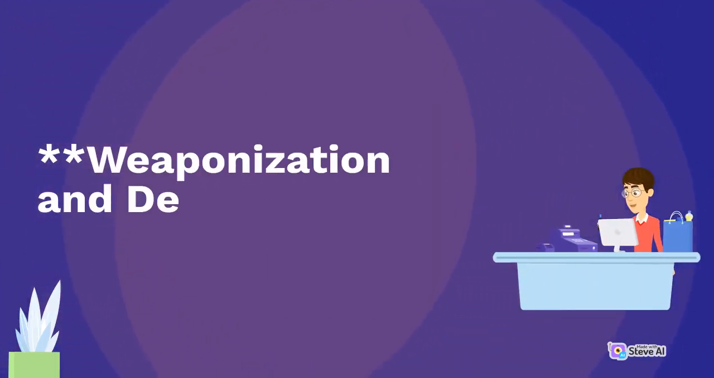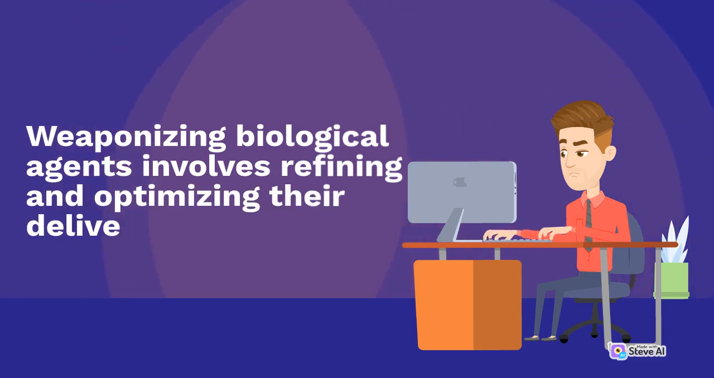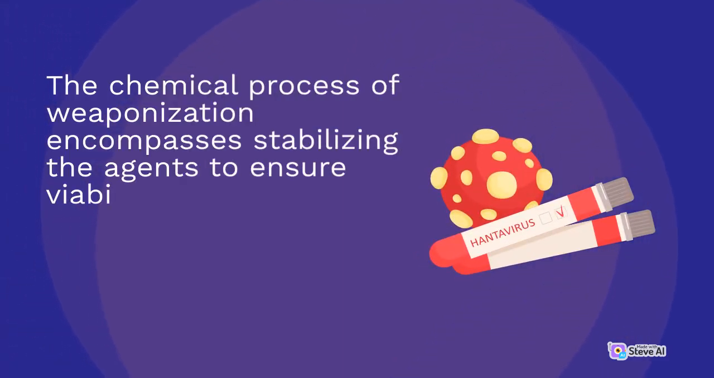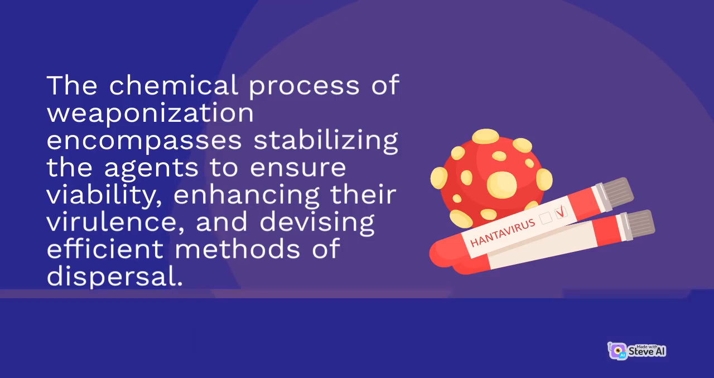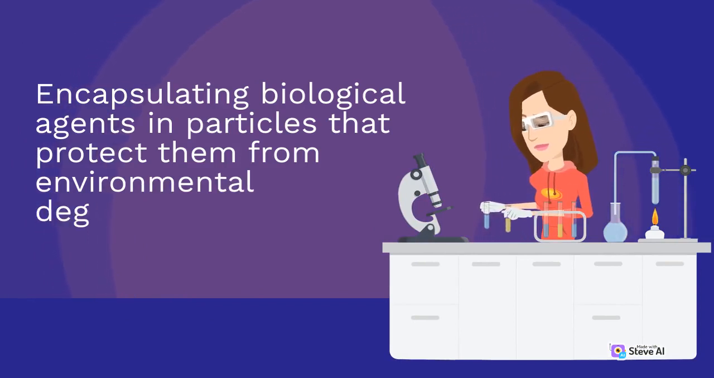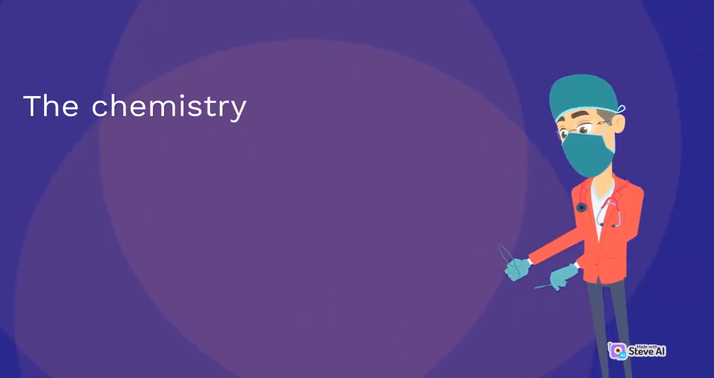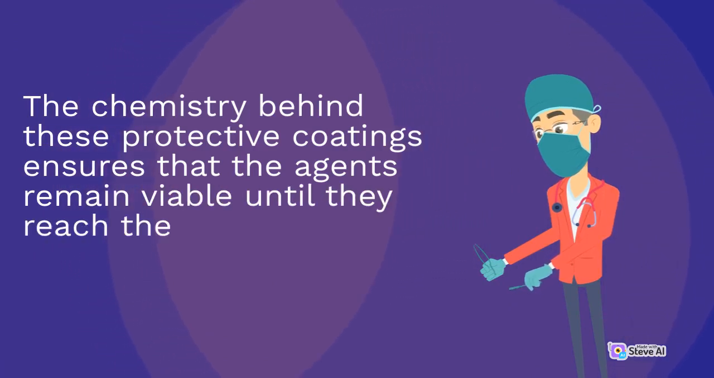Weaponization and delivery. Weaponizing biological agents involves refining and optimizing their delivery mechanisms. The chemical process of weaponization encompasses stabilizing the agents to ensure viability, enhancing their virulence, and devising efficient methods of dispersal. Encapsulating biological agents in particles that protect them from environmental degradation is a crucial step in maintaining their potency. The chemistry behind these protective coatings ensures that the agents remain viable until they reach their intended target.